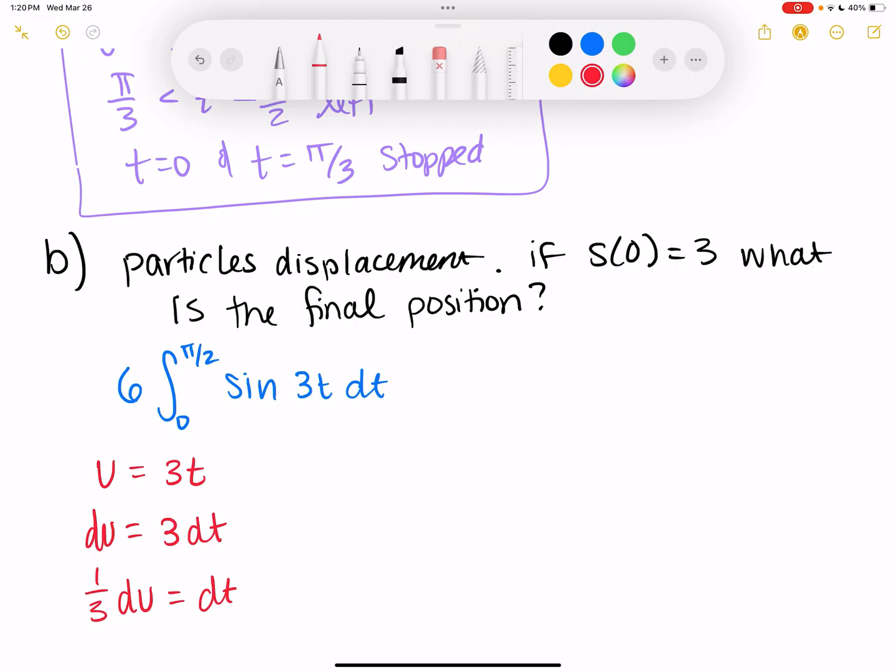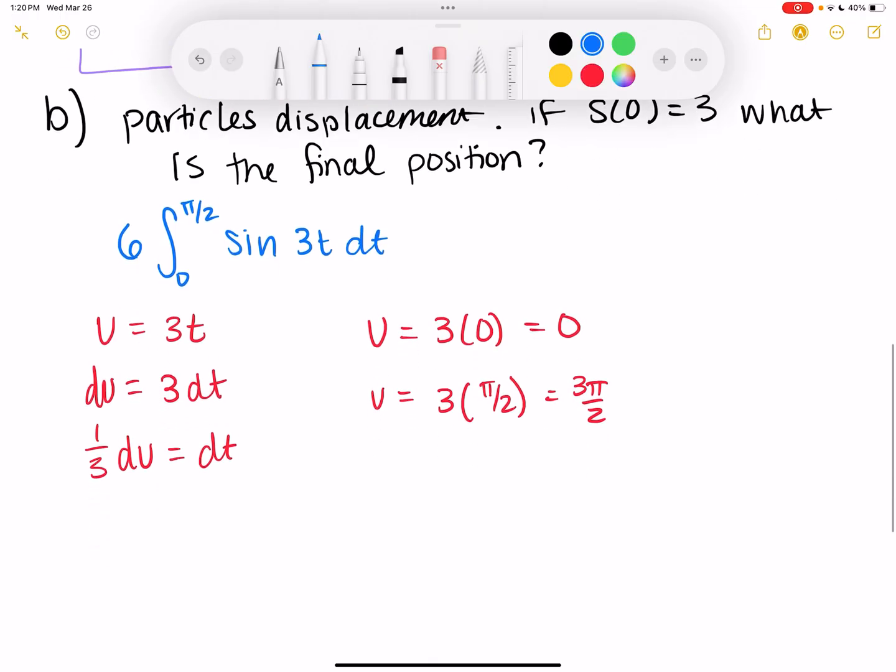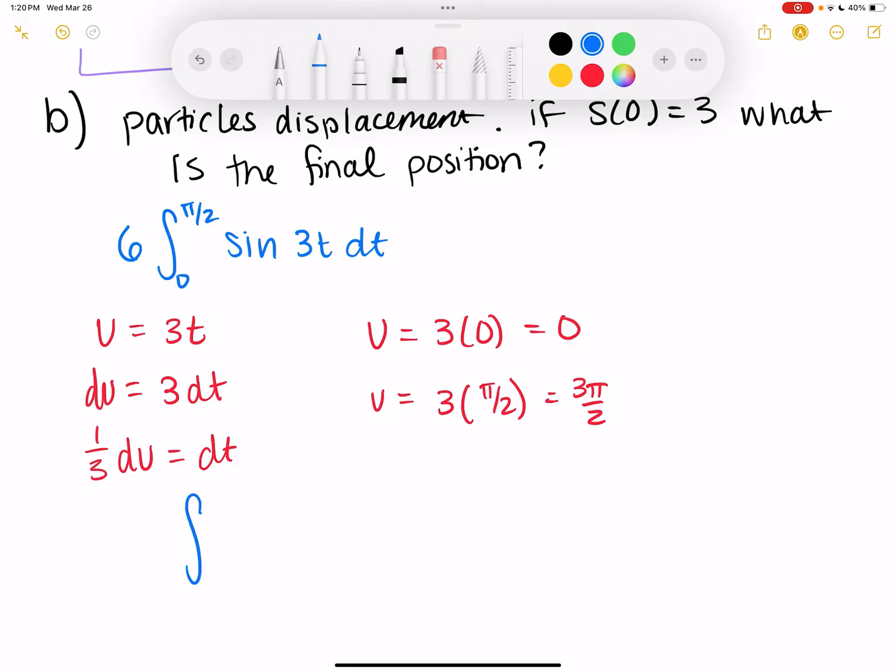And how about u equals 3 times 0, which equals 0, and u equals 3 times pi over 2, which equals 3 pi over 2. So I can redo my integral as 6 times 1/3, and then the sine of u du, but the limits will go from 0 to 3 pi over 2 now instead. I wouldn't have to do it this way, but it's a little easier.